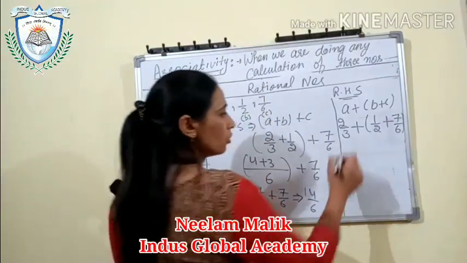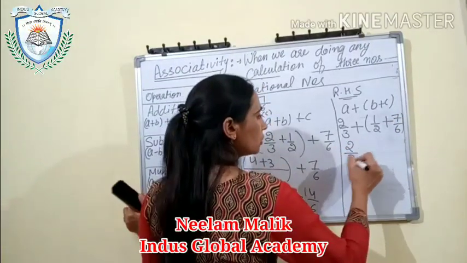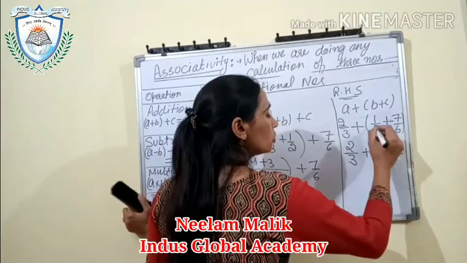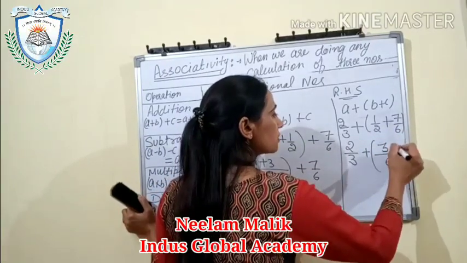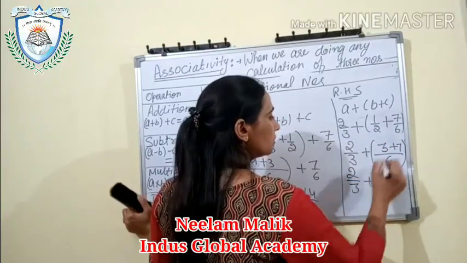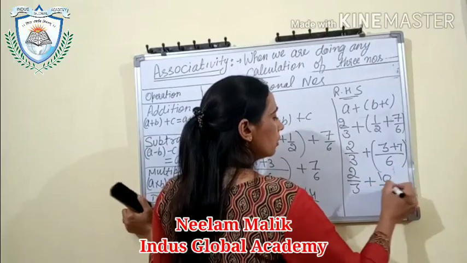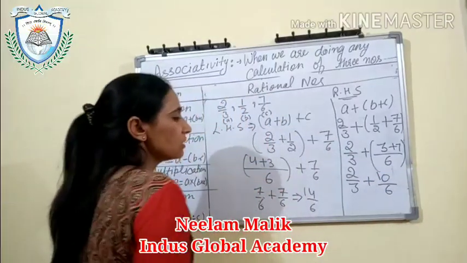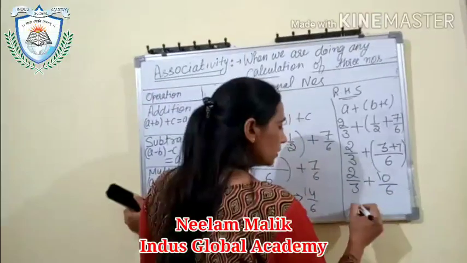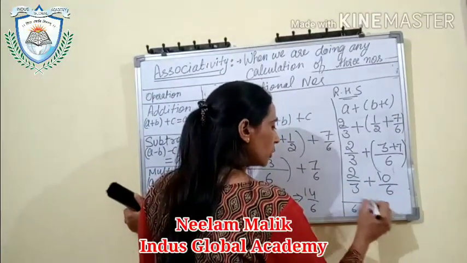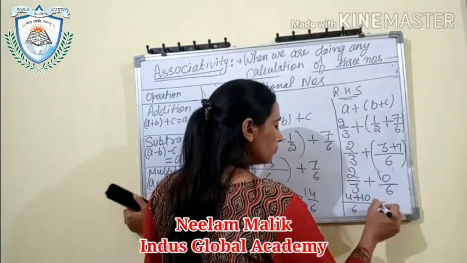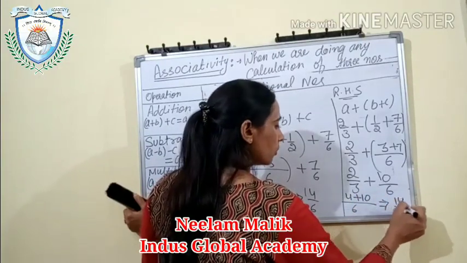Okay, so add them. 2 upon 3 plus, LCM will be 6. 2 3s are 6, 3 will be here plus 7, so 2 upon 3 plus 10 upon 6. So what is that? Now again we will take the LCM. LCM will be 6. Okay, 3 2s are 6, 2 2s are 4 plus 10, it will be 14 upon 6.